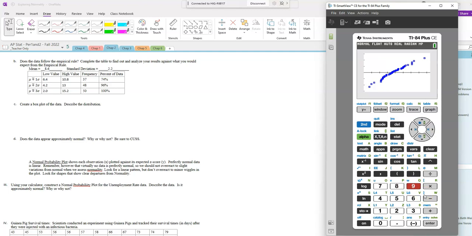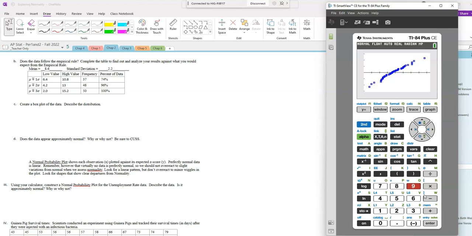And what we're looking for is a linear pattern. We want to look for a linear pattern, as it says there on your sheet, but don't react to minor wiggles. So if I'm looking at that normal probability plot, yeah, it's a straight line. So based on that, yeah, I would say this is an approximately normal data set. This is our fourth and final test that we can use to determine if something is approximately normal.